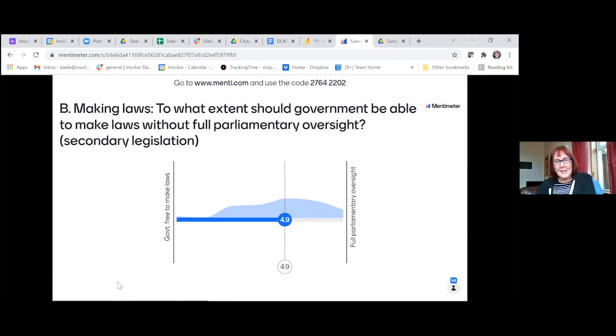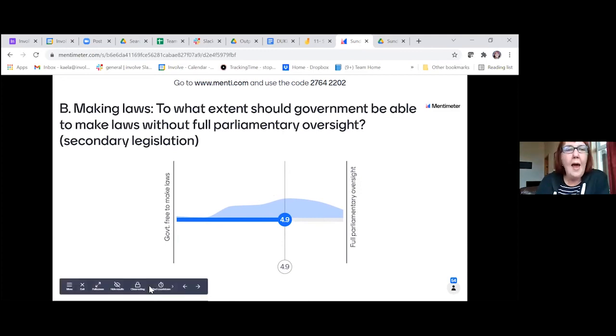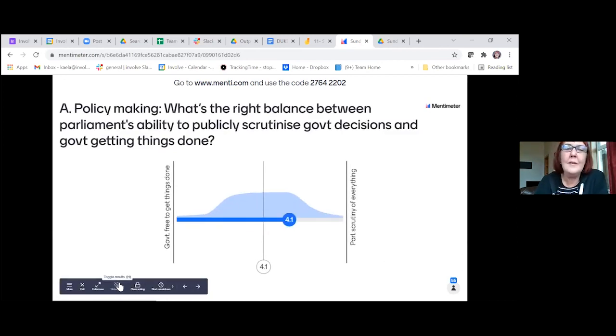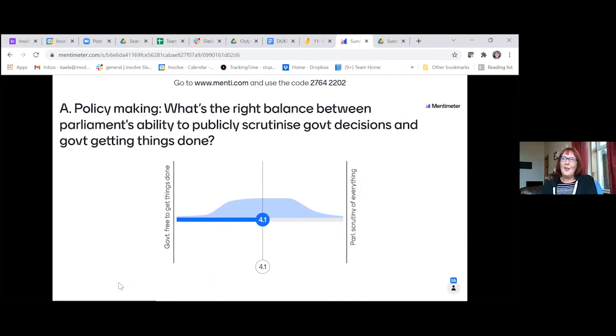Okay, so far this is the one that's moved furthest towards responsibility or power with Parliament. There's full parliamentary oversight when we're talking about the extent should government be able to make laws without full parliamentary oversight. Definitely there's a shift towards the parliamentary side. And the first one that you answered, unhide. Oh, very close to right in the middle on this one. What's the right balance between Parliament's ability to publicly scrutinise government decisions and government getting things done?